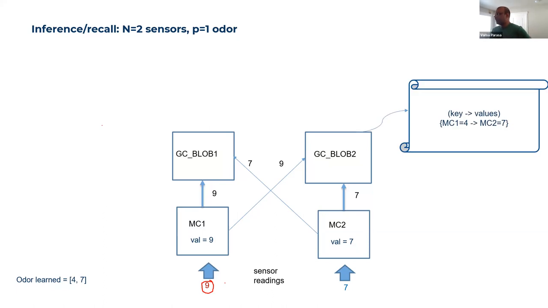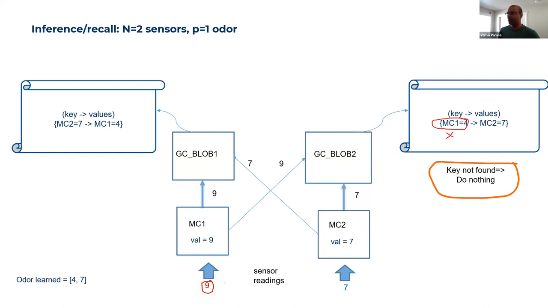It's hash map lookup. Okay, so GC2 will look up: since MC1 is 4, my MC2 should be 7. So it now notices that my MC1 is not 4, it's actually 9. There's something wrong here. So it says key not found, I don't find the key here, so do nothing. Whereas the GC blob one does a dictionary lookup, it found the value 7, MC2 is 7, that's correct. But it noticed that MC1 should be 4. The dictionary mapping is, if MC2 is 7, my MC1 should be 4. The value is wrong. The key exists, but the value is wrong.